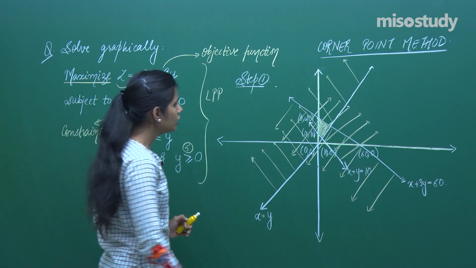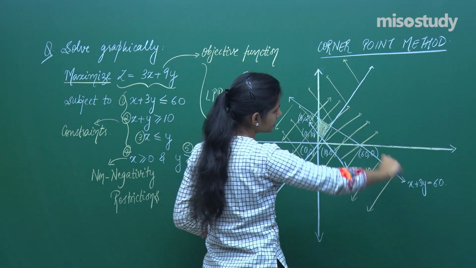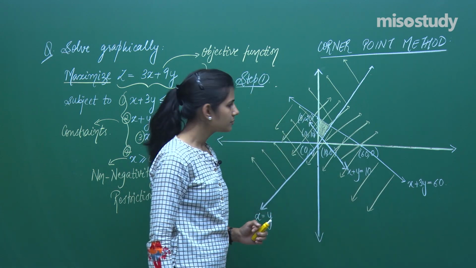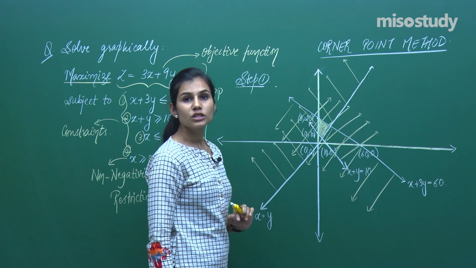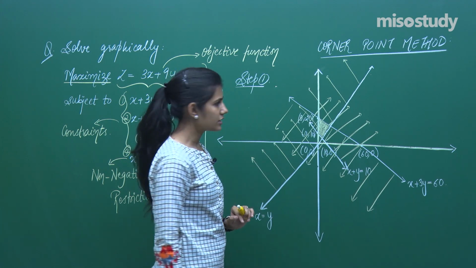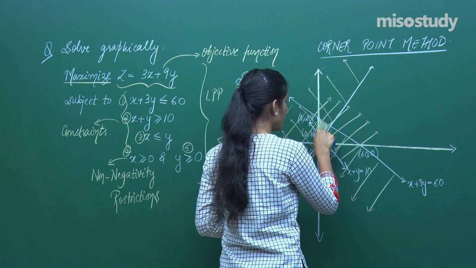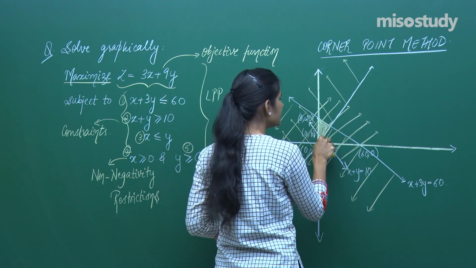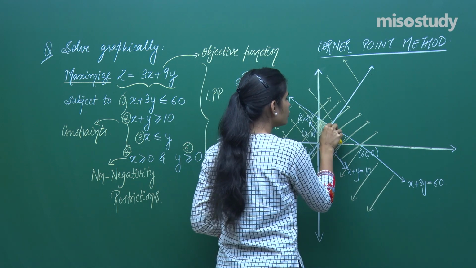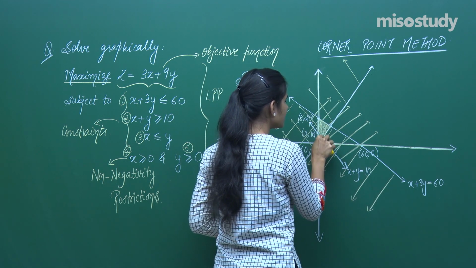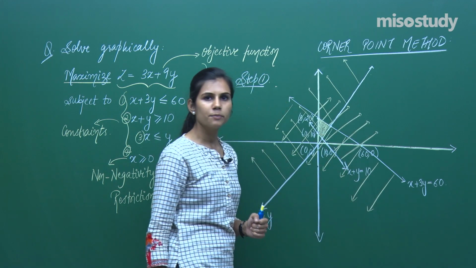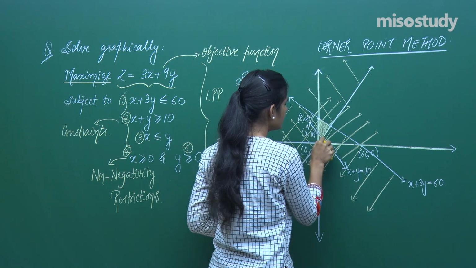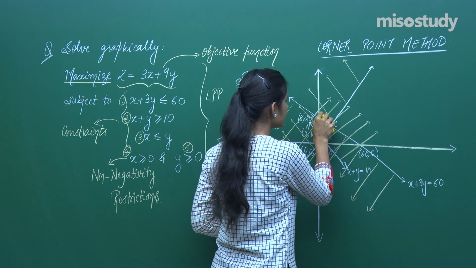Is it clear? So this is your x equals y, this is your x plus 3y equals 60, and this is your x plus y equals 10. This happens to be the region which is common to all the regions. Clear? So along with the boundary, this is your region. And therefore this is my feasible region, which is bounded and it has 4 corner points. Say this point is point A, this point is point B, this is C and this is D.